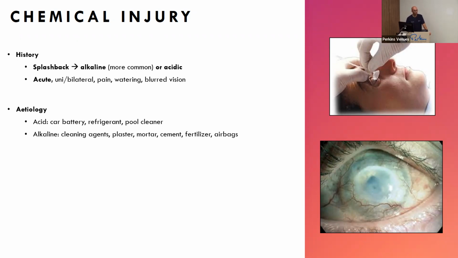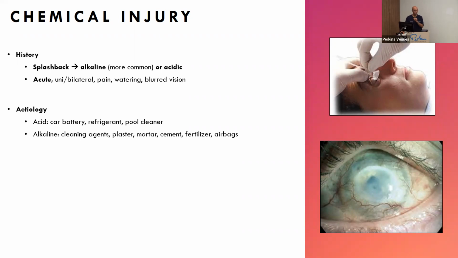As I say, alkaline is worse. Both of these need to be irrigated. The mainstay of management for chemical injuries is irrigation with either saline or Ringer's lactate or generally whatever's available in ED. This device here in this uppermost image is called a Morgan lens. That's the plastic lens connected to some tubing that you then connect to your bag of whatever solution you're using. And obviously you want to anesthetize the eye first. You don't stick a plastic contact lens on an eye that hasn't been anesthetized.